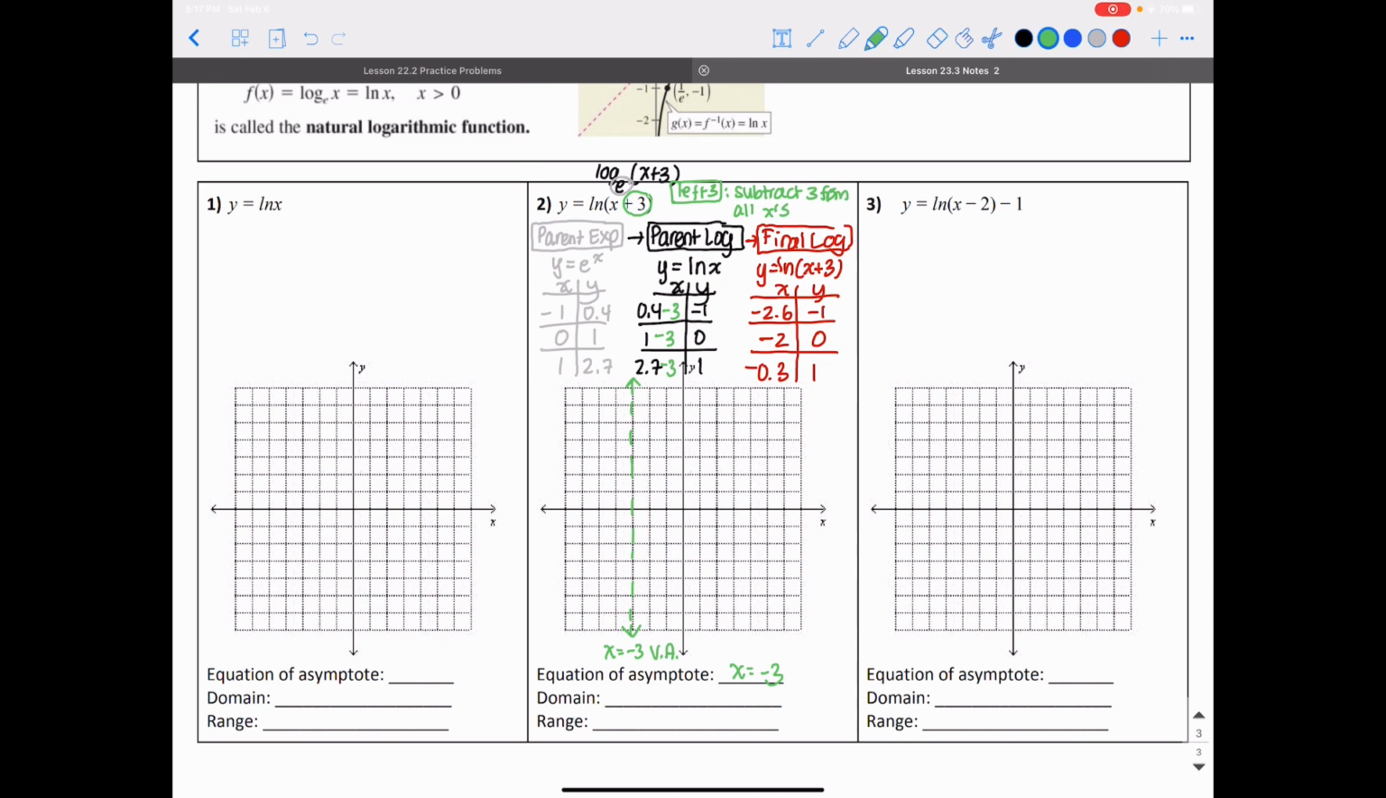And then I'm going to plot my points. So I have negative 2.6 and negative 1. I have negative 2 and 0, and I have negative 0.3 and 1, and I'm going to connect these, making sure I don't touch that vertical asymptote. The domain is everything from negative 3 to infinity, and the range is negative infinity to positive infinity, always for logarithms.